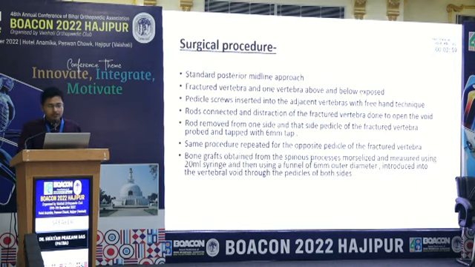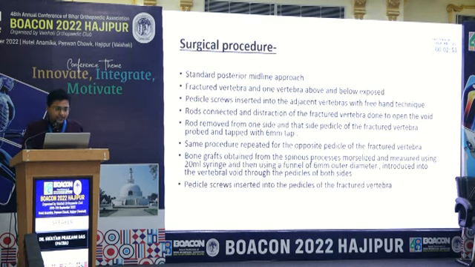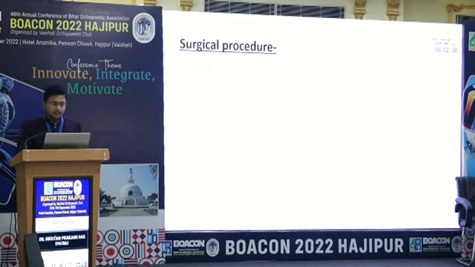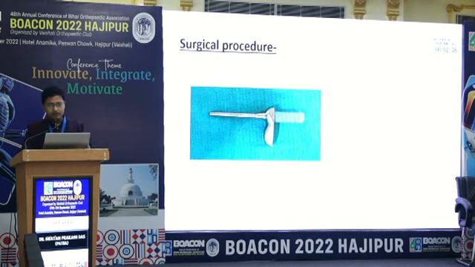Then bone grafts were obtained from the spinous process, which we took at the time of decompression. That was morselized and measured using a 20 mm syringe, and then using a funnel of 6 mm outer diameter, it was introduced into the vertebral body void through the pedicles which we had tapped. Then the pedicle screw at the fracture site was inserted, rods were reconnected, and after a thorough wound wash, closure was done in layers.